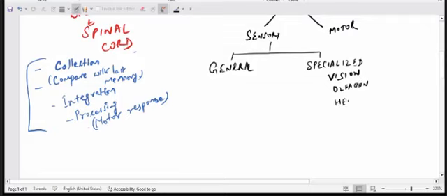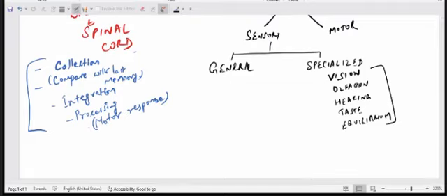Anyone? Akansha? Sofika? Anyone? Sir, smell. Smell. Very nice. So I'll be asking you all those cranial nerves. If you have started studies, good. Start revising. So specialized, you can't see anything through your ear. You can't smell through your eyes. So these all are specialized sensation. Very simple, right?